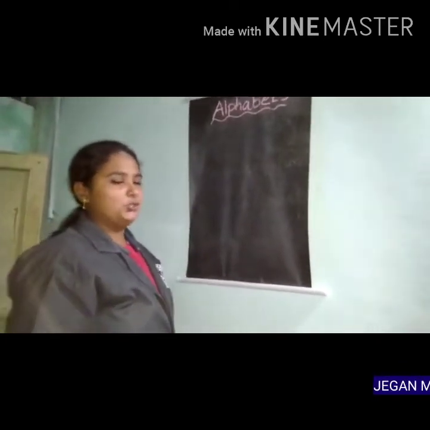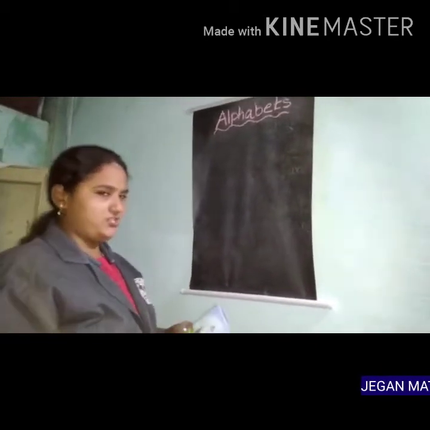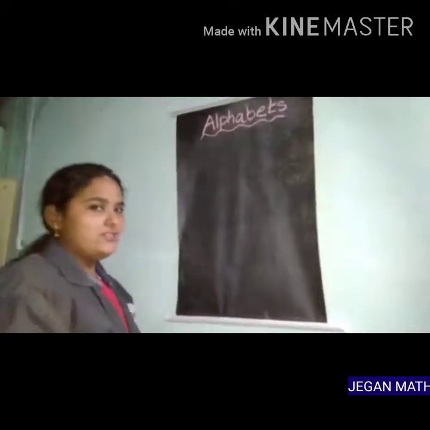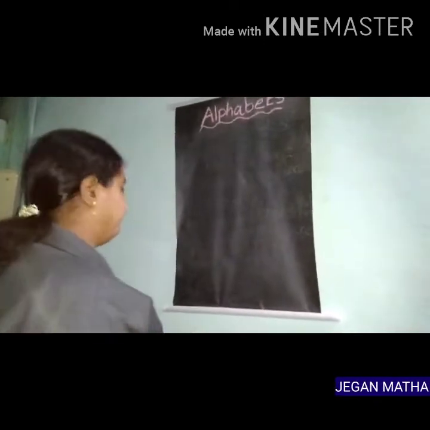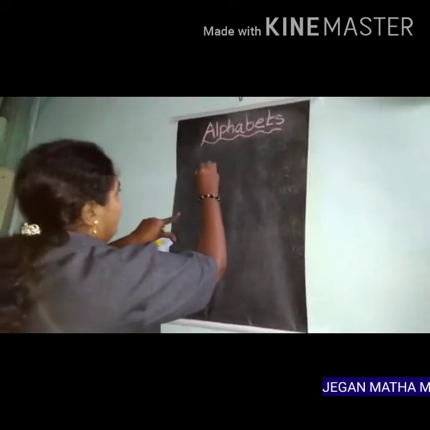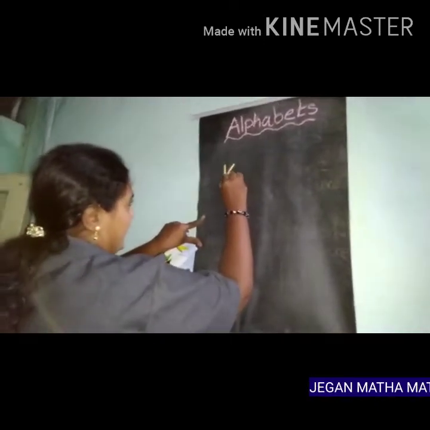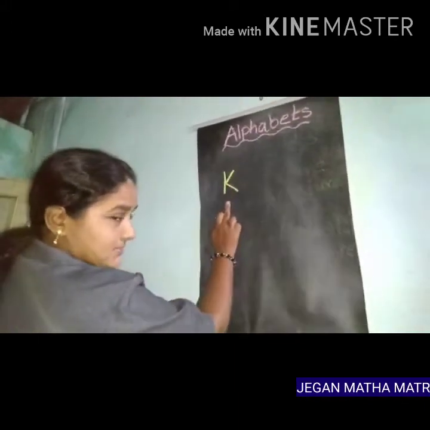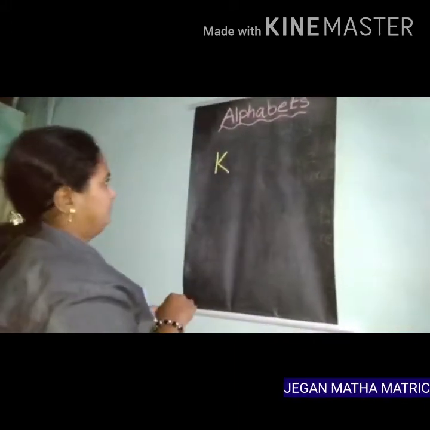Today I'm going to teach you K and L. Okay, children, let's see the letter with sounds and picture. What letter is this, children? Capital K. What letter is this? Capital K.